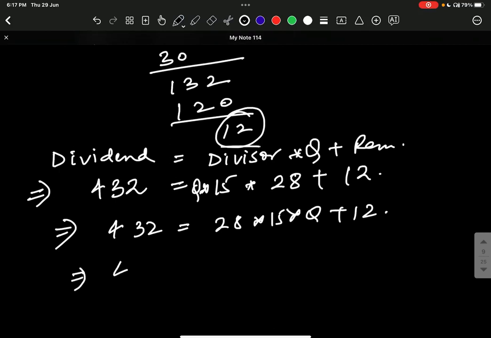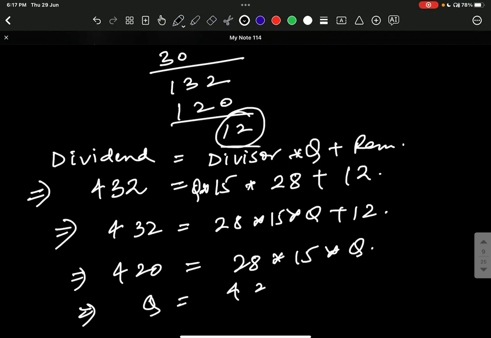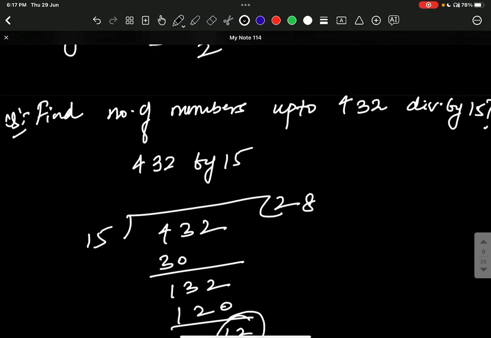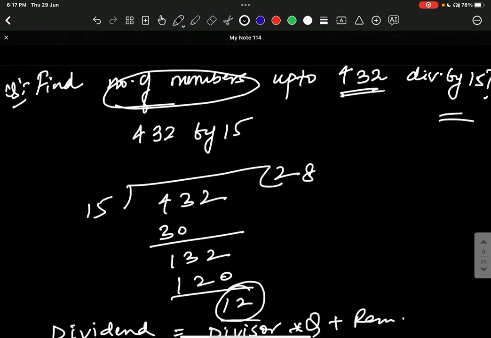This is what? This is 420 is equals to 28 into 15 into q. Okay, so what is your q? Q is nothing but 420 divided by 28 into 15. So you can calculate, and accordingly the q that you are going to get over here is the number of numbers up to 432, which are actually divisible by 15. So this is how you can calculate these type of questions.